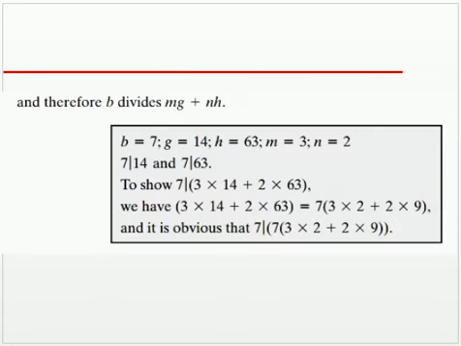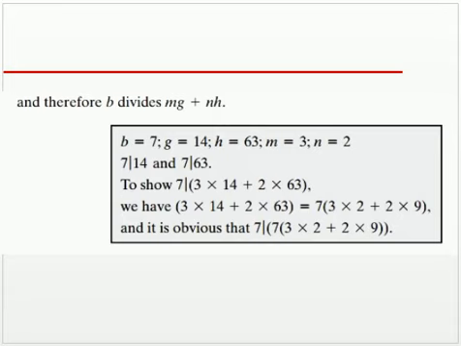Now let us have one example for this. Let B equal 7, G equal 14, H equal 63, and M and N equal to 3 and 2 respectively. In this case B divides G, that means 7 divides 14, and B also divides H, so 7 divides 63. Now we want to show that 7 divides 3 multiplied by 14 plus 2 multiplied by 63 also. For that, we have 3 into 14 plus 2 into 63, that is equal to 7.